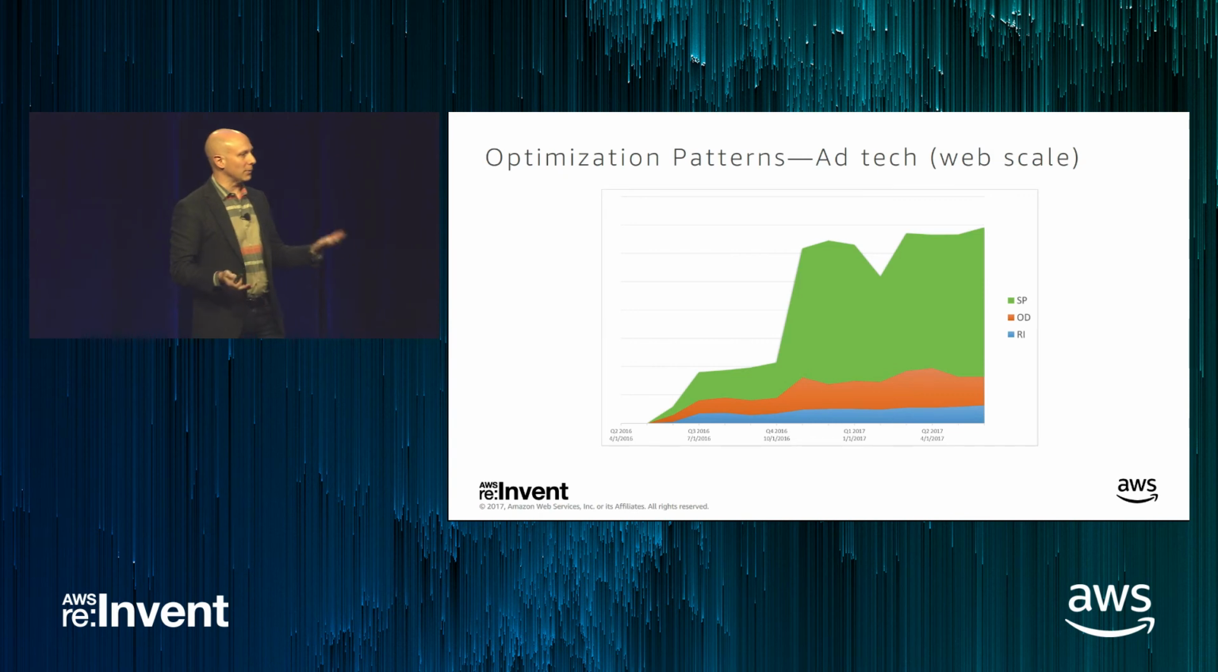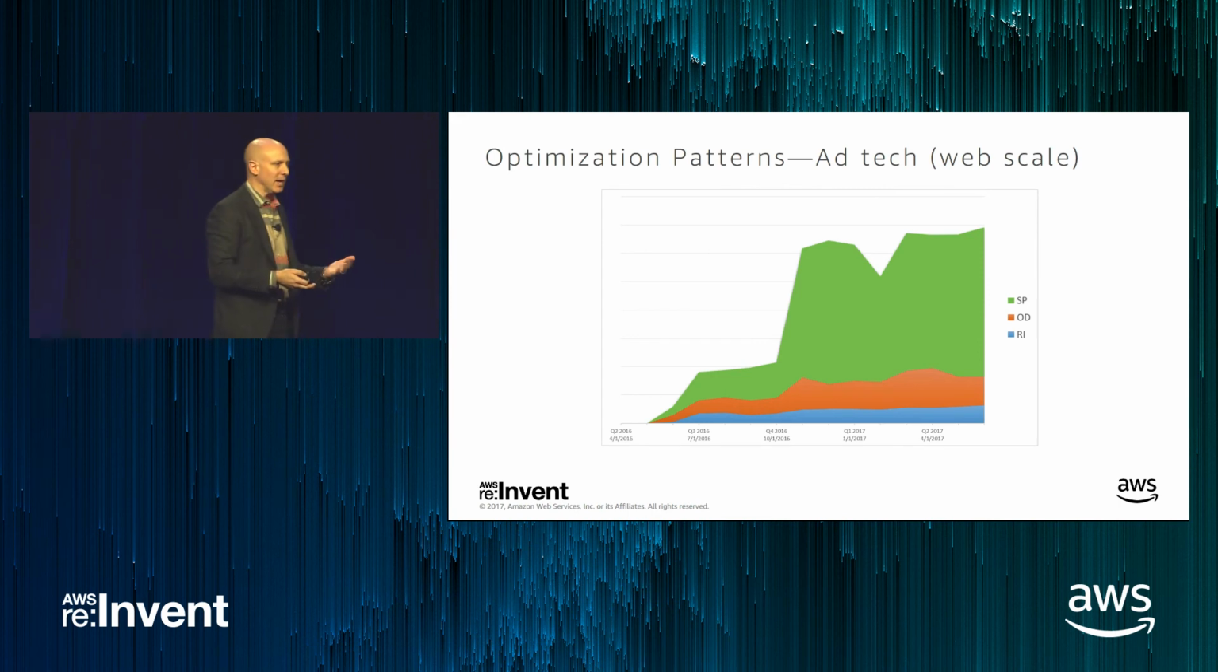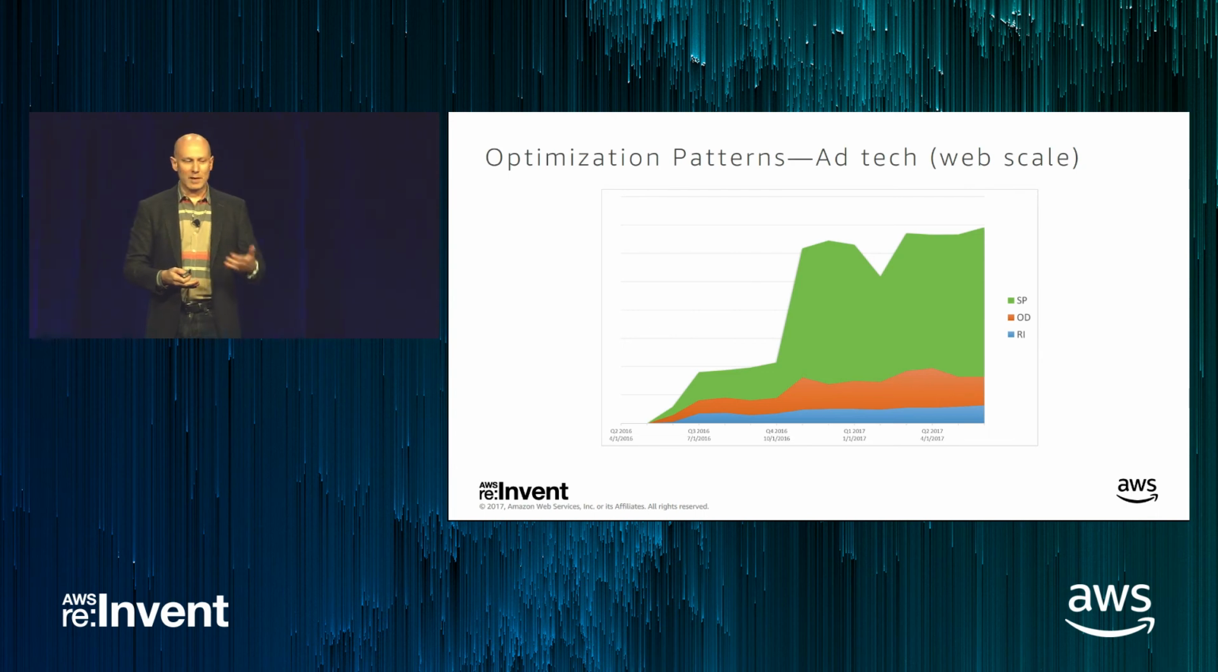So I want to give you a couple of examples of how these optimization patterns look by industry. I know there's a lot of different people out there. So this is AdTech Webscale. These companies are doing real-time bidding. They're dynamically buying and selling ads per impression. They're doing 10, 50 billion impressions per day. They're serving these requests in 50 milliseconds or 100 milliseconds. These people have low margins. They make super heavy use of Spot, and they're highly fault tolerant. So what we see here is a base of RIs, a little bit of on-demand, and a lot of Spot.